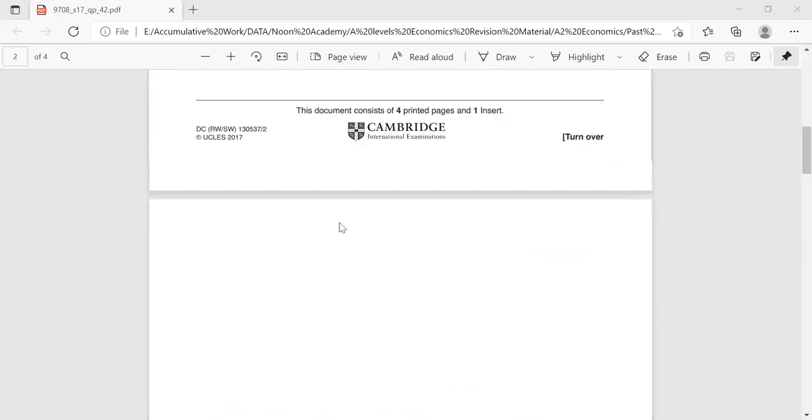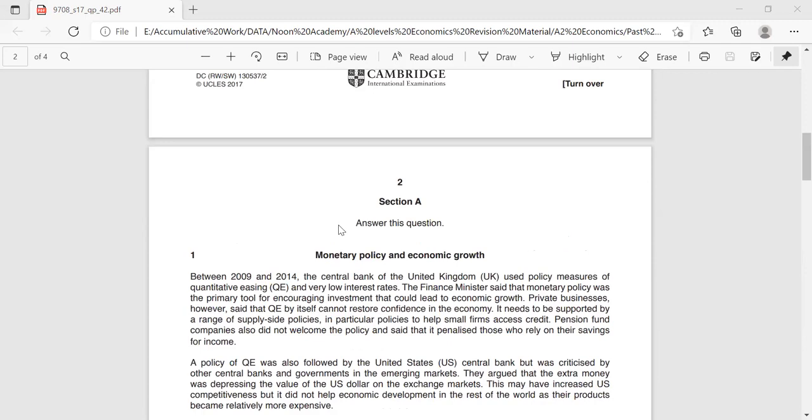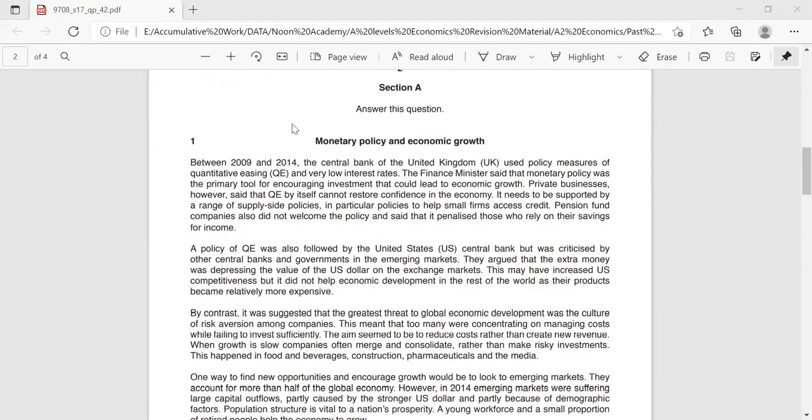Okay, now monetary policy and economic growth. Between 2009 and 2014, the Central Bank of United Kingdom used policy measures of quantitative easing. Now, this might be a new word for you, and very low interest rates. Okay, now what is quantitative easing?